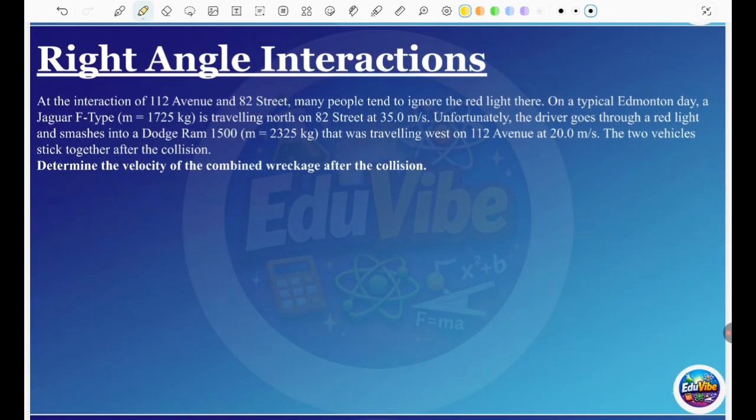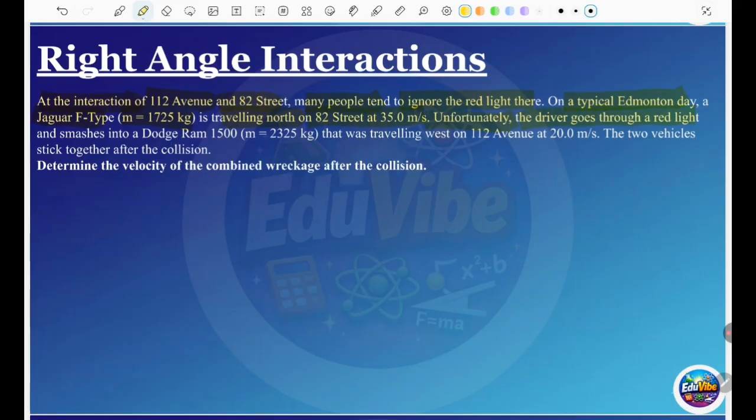There are more types of questions related to this, but the type of question we will discuss today is about right angle interactions particularly. The question says: at the intersection of 112 Avenue and 82 Street, many people tended to ignore the red light there. On a typical Edmonton day, a Jaguar F-Type, mass 1725 kg, is traveling north on 82 Street at 35.0 meters per second.